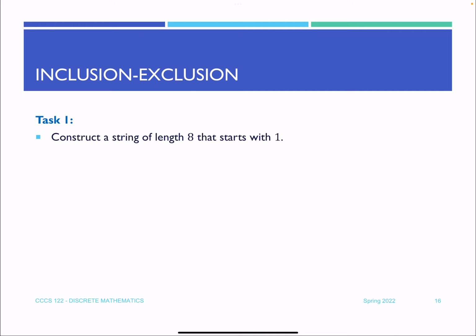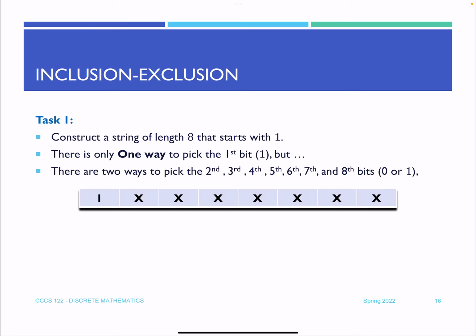So here's a simple exercise. Task 1: construct a string of length 8 that starts with a 1. There's only one way to pick the first bit. And when I say string over here, I mean a binary string. So there's only one way to pick the first element, just like in the IPv4 address example we just did.